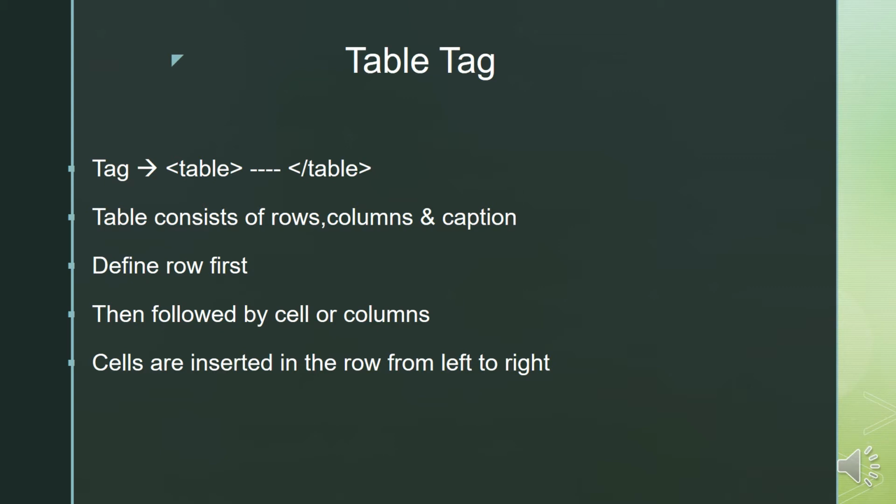A table consists of rows and columns. Columns are also termed as cells in HTML. The row is to be defined first, and then cells or columns are inserted into the row from the left to the right. The row is created using the other tag in the table, that is tr, and the cell is created with the help of two other tags, that is th and td. We will learn about these tags in the further PPTs.